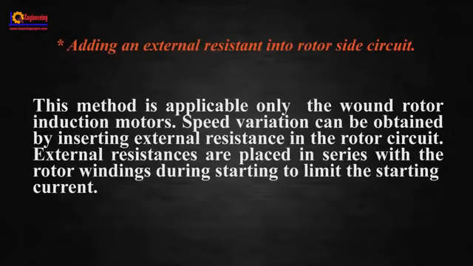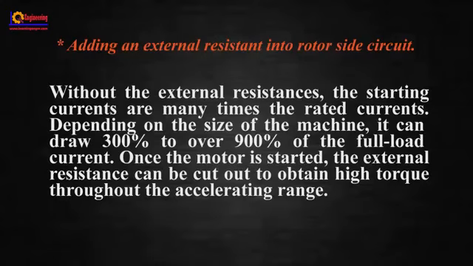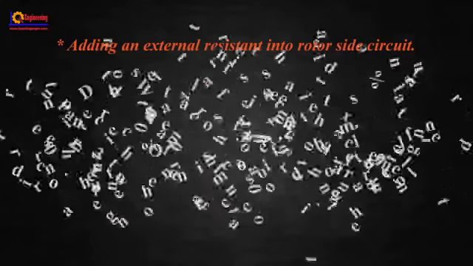This method is applicable only to wound rotor induction motors. Speed variation can be obtained by inserting external resistance in the rotor circuit. External resistance is placed in series with the rotor winding during starting to limit the starting current. Without the external resistance, the starting currents are many times the rated currents, depending on the size of the machine. It can be from 300% to over 900% of the full load current. Once the motor is started, the external resistance can be cut out to obtain high torque throughout the accelerating range.